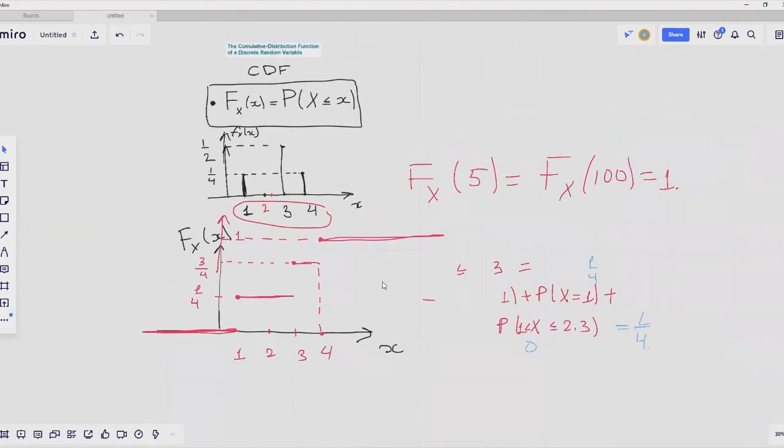All right, now this concludes our video on the CDF of a discrete random variable.